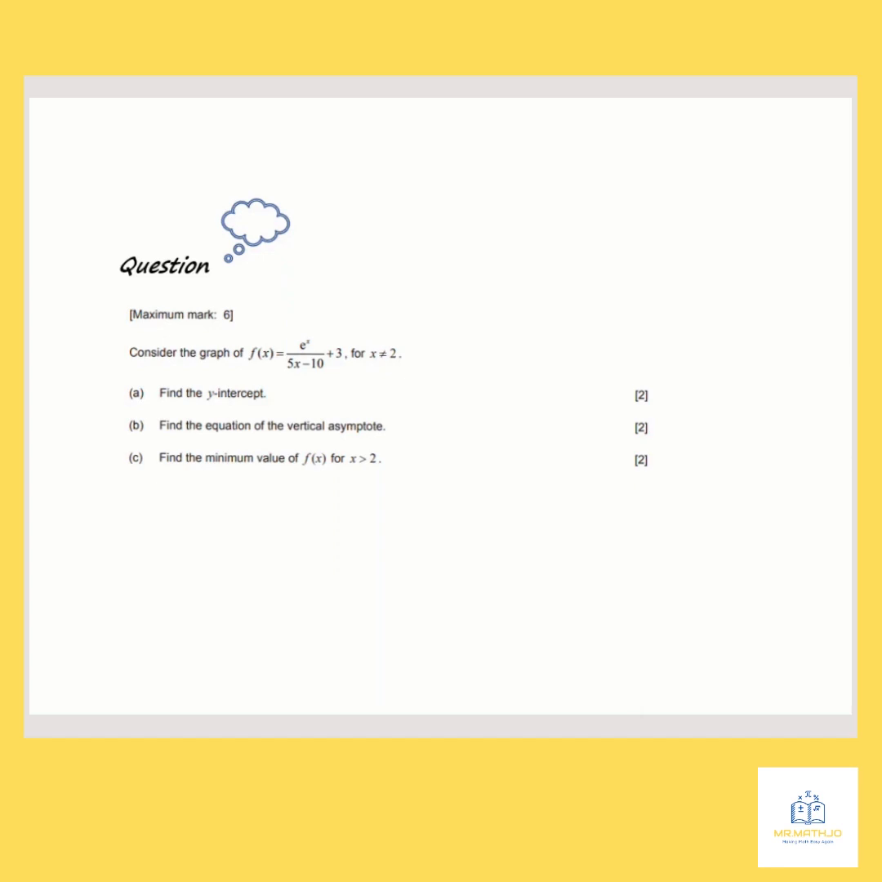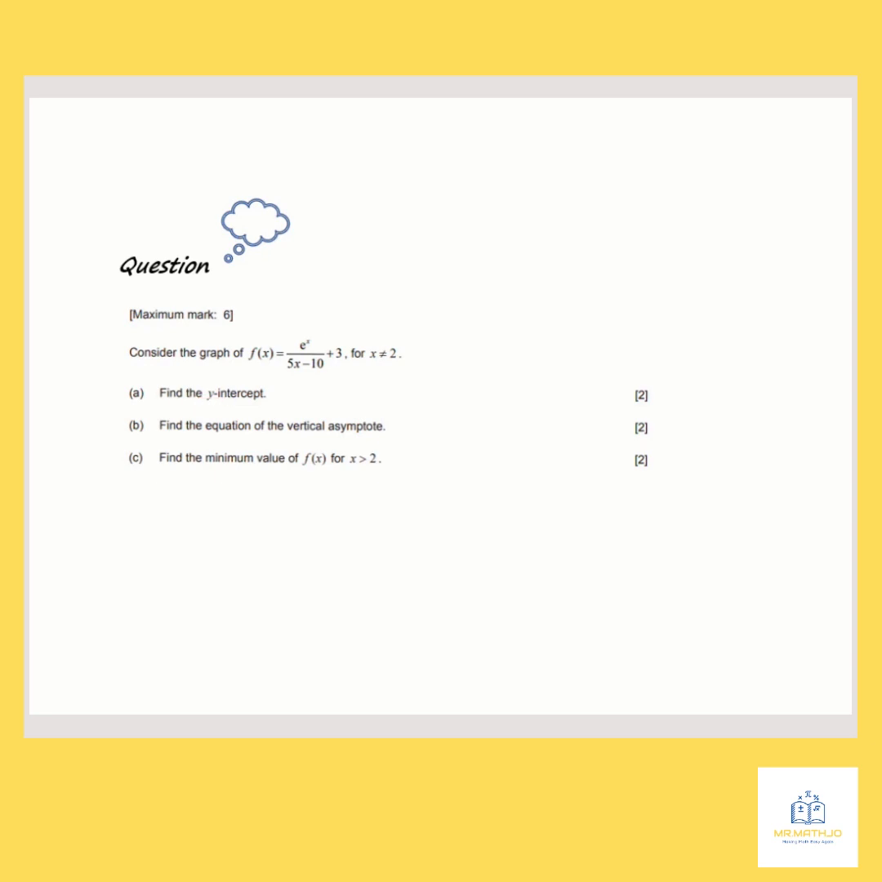Okay, so this question was taken from one of the years of the IB test banks, and it says, consider the graph of f of x equals e to the power of x over 5x minus 10 plus 3 for x does not equal 2. So in the first part, part A, I have to find the y-intercept.